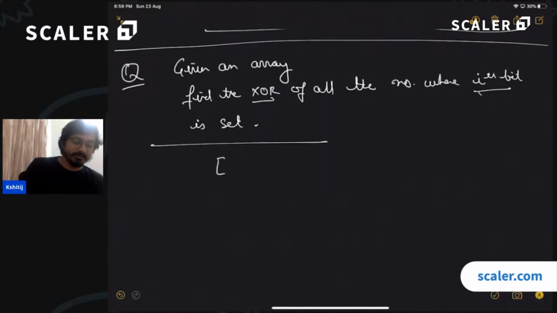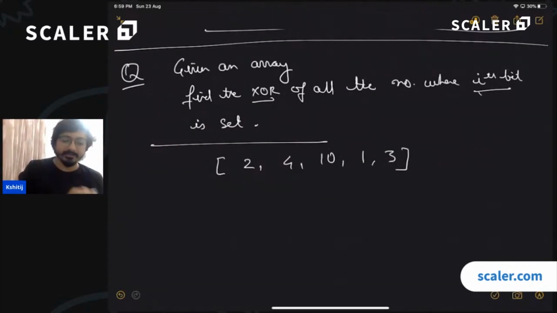So you are given an unsorted array of positive integers. You have to find the collective XOR of all the numbers where the ith bit is set. So if, let's say, I is equal to 1, you just have to calculate the XOR of all the numbers which have a set first bit, right?